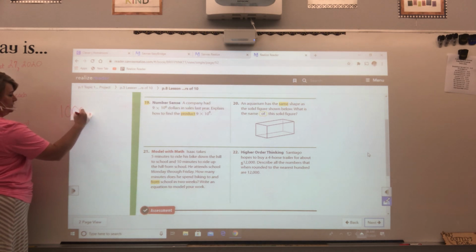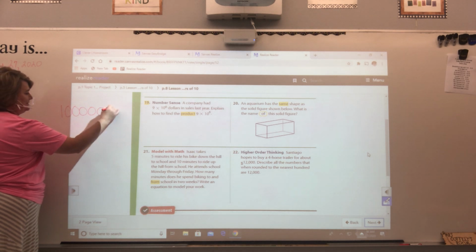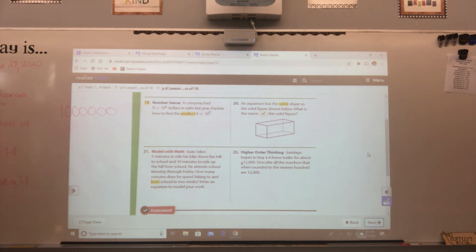1, 2, 3, 4, 5, 6. That's exactly what we would do first. And then we put a comma. We would put 1, 2, 3, comma, 1, 2, 3, comma. That's exactly what we would do. What number is that, Colin?